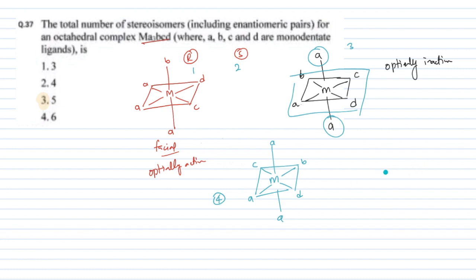The last isomer which I can create will be this, where the position of A is going to be the same. Only I'm going to change the ligand which is trans to A. I have kept C as trans, I have kept B as trans, and now for D, I have kept D as trans. So B and C can be kept like this. So this is my fifth isomer. So a total of 5 isomers can be created from this Ma3BCD type of complex.